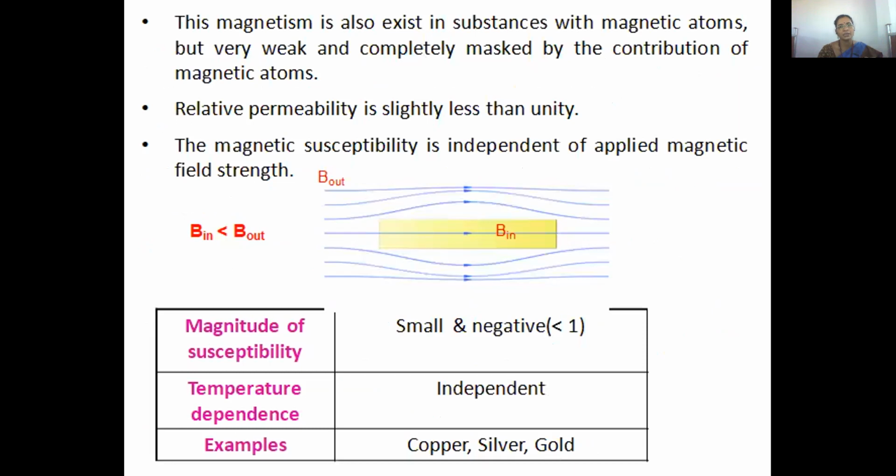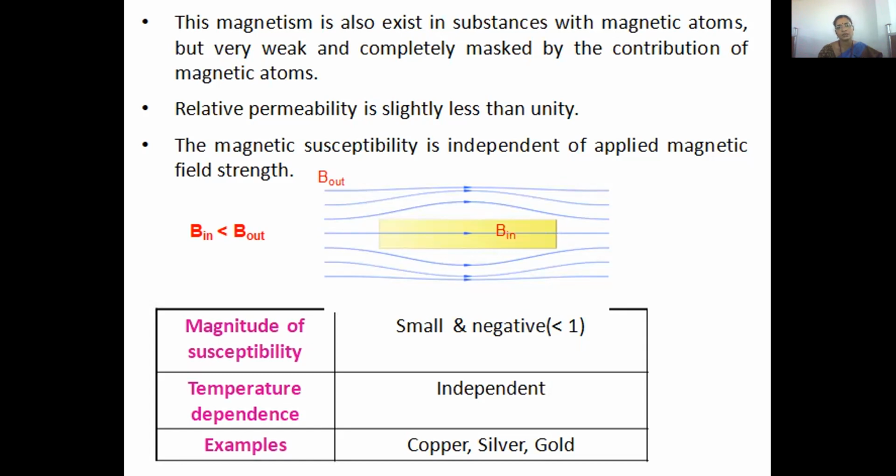This magnetism also exists in substances with magnetic atoms, but it is very weak and completely masked by the contribution of magnetic atoms. That is, if any paramagnetic atom or ferromagnetic atom is present nearby in that field, the diamagnetism is covered or masked by the paramagnetic or ferromagnetic nature. Relative permeability is slightly less than unity. The magnetic susceptibility is independent of applied magnetic field strength, and here B in is lesser than B out. This is how the field lines pass through it.